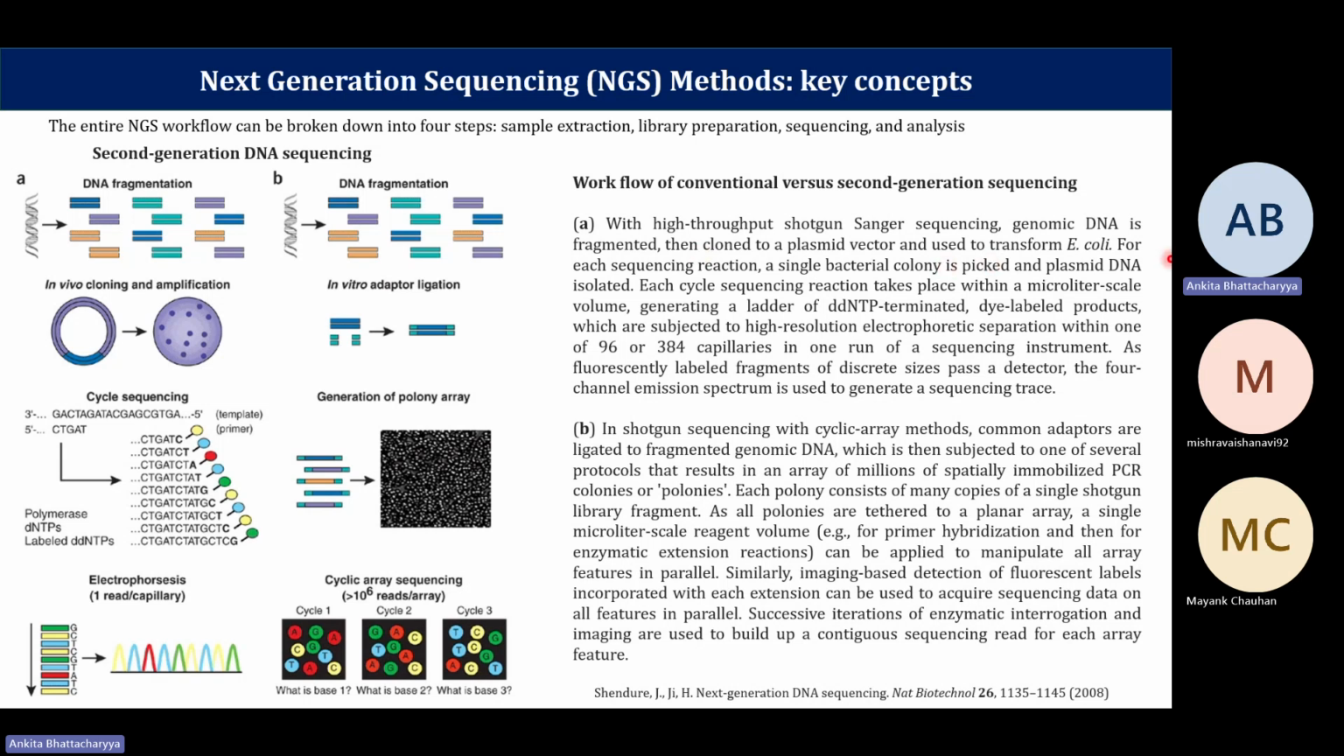coli. Now, for each sequencing reaction, one bacterial colony is picked up, plasmid DNA is isolated, and in each cycle, sequencing reaction takes place within a microliter scale volume, generating a ladder of ddNTP terminated dye-labeled products. So if you remember, this is what we had seen.